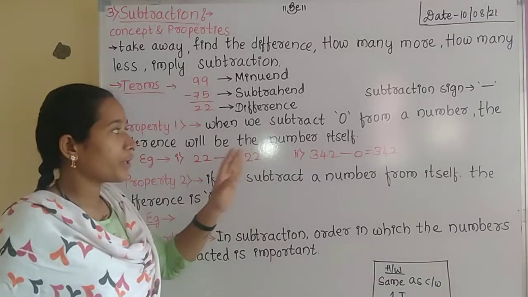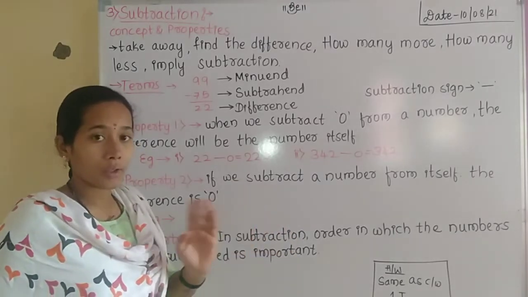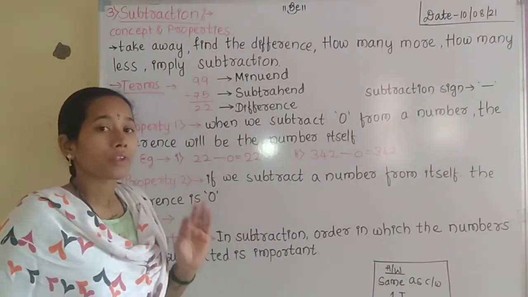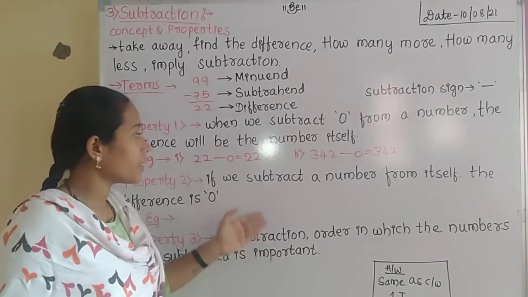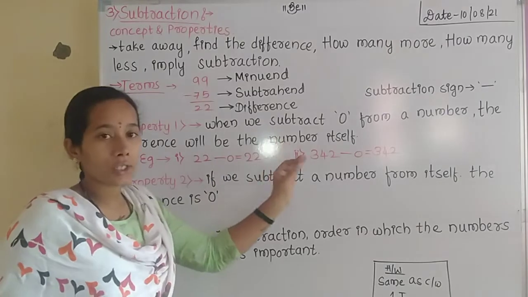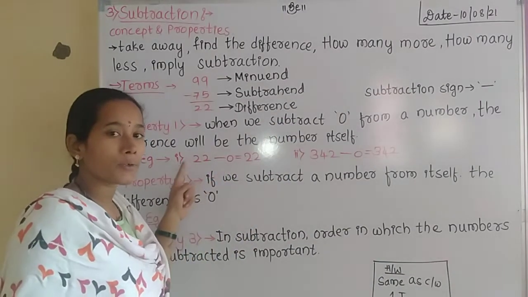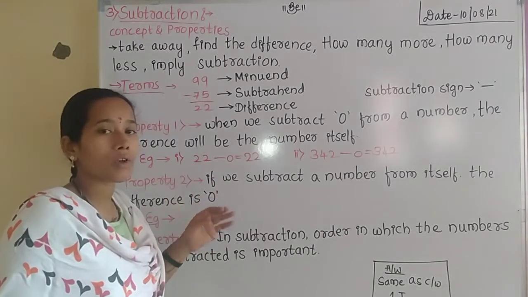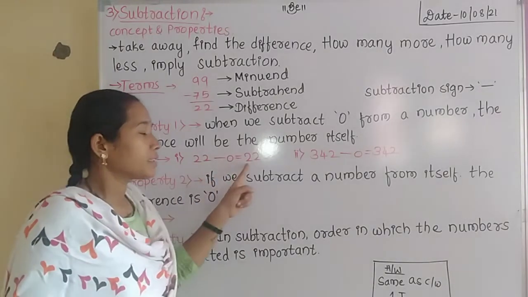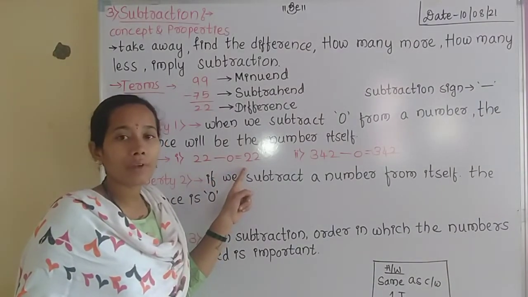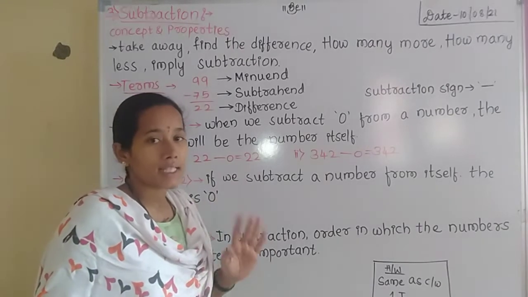Okay, but the reverse process does not exist. We do not subtract a number from 0. 0 minus 342 does not exist. The order comes in the next property. See here, when we subtract 0 from a number, here 0 is the subtrahend and 22, any number, is the minuend. When we subtract 0 from a number, the answer or the difference will be the number itself. It is the zero property, or property one of subtraction.